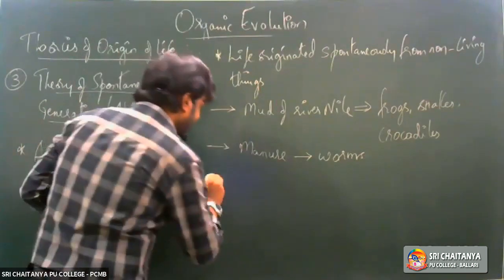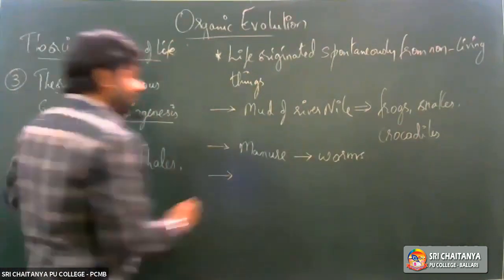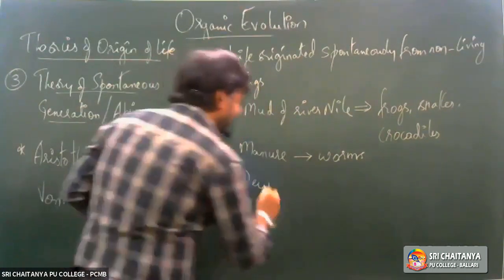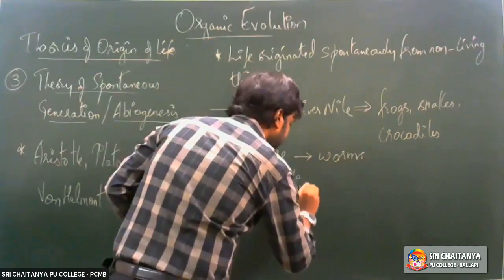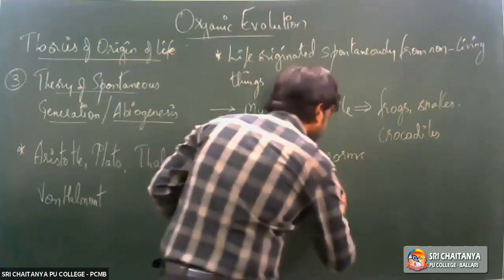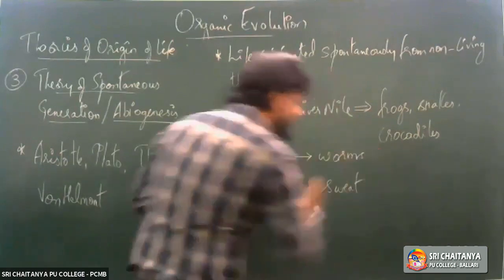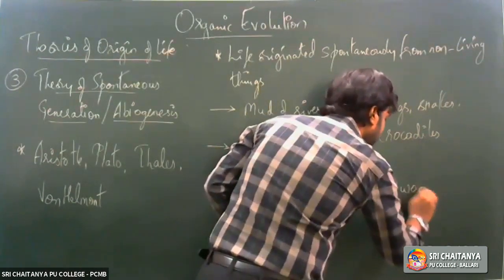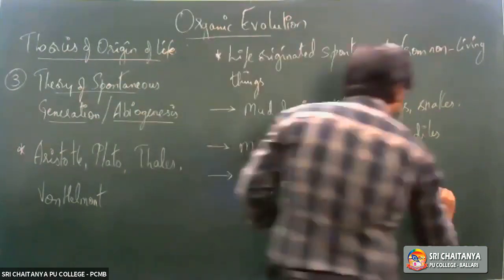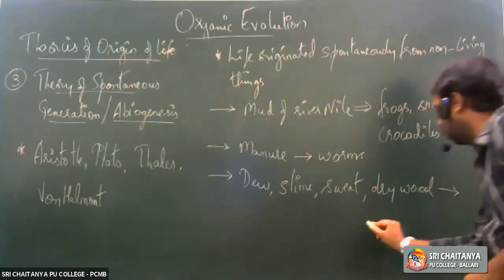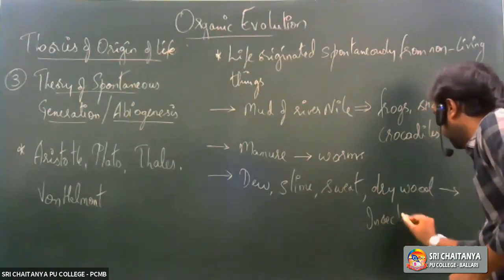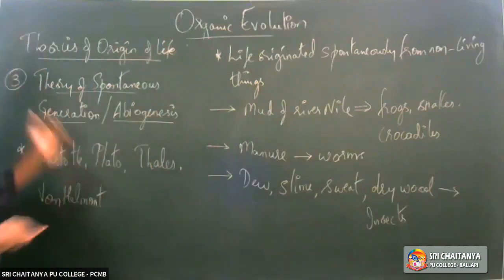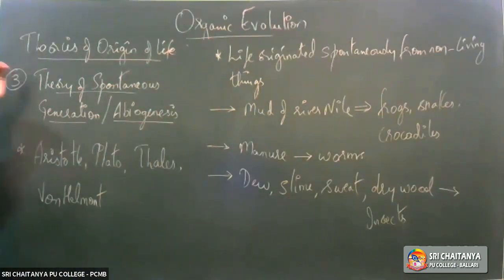One more example they came up with is from dew, then from slime, then from the sweat of other organisms, as well as from dry wood, organisms such as insects have evolved. So this is what they said in the theory of spontaneous generation, or abiogenesis.